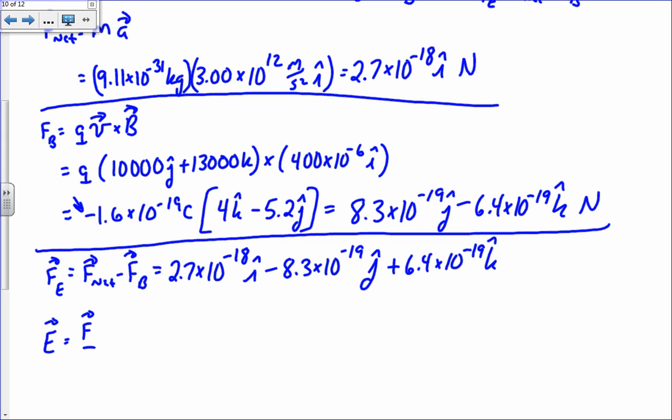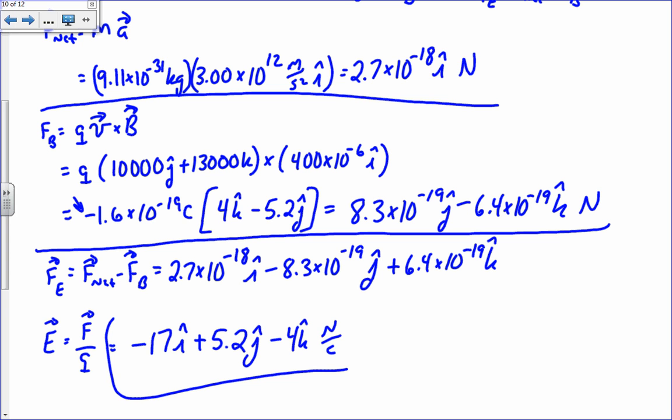Now, I really want to know my electric field, and I know that my electric field is that force per unit charge, F over Q. This is an electron that we're talking about. And so if I divide by the charge of the electron, negative 1.6 times 10 to the minus 19, I get my electric field of negative 17I plus 5.2J minus 4K, and that's in newtons per coulomb. That's the final answer.